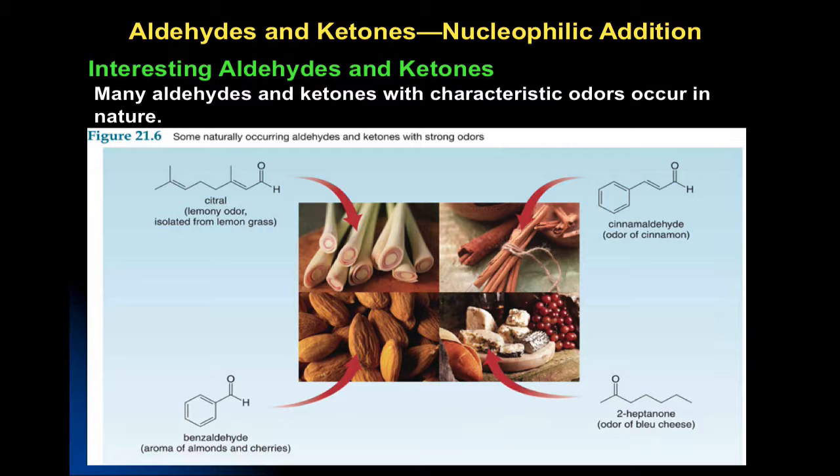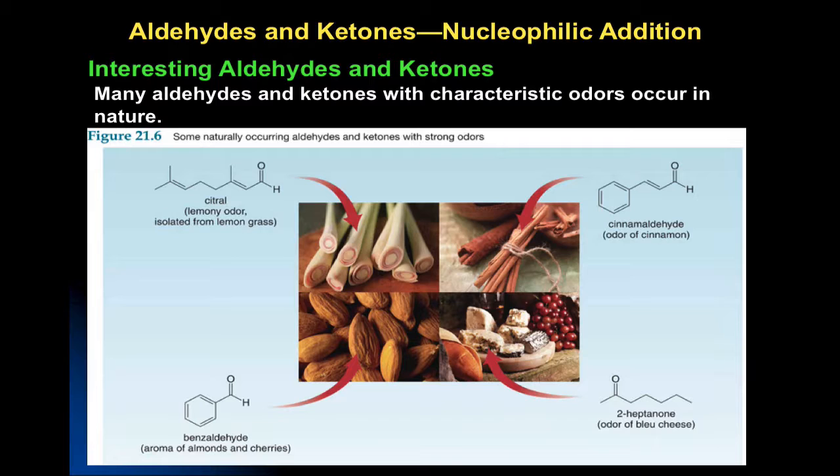Let's skip that. There are some interesting aldehydes and ketones that you should know a little something about just because it's interesting. Citral. Okay, we've got an aldehyde. It's conjugated. It's also got this other double bond out here that's not conjugated to the rest of it. Lemongrass. This is the odor of lemongrass. It is an aldehyde. This is cinnamaldehyde.